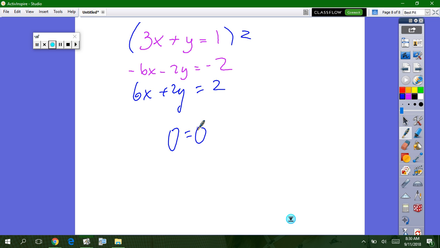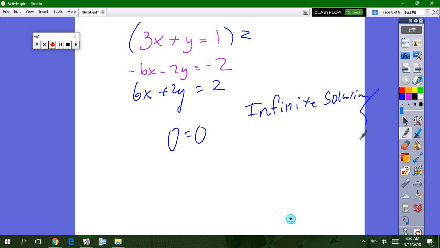So is it all real solutions, though? Can I pick any value for x and any value for y to make that work? Let's plug in 4, 5. 3 times 4 is 12, plus 5, does that equal 1? So that point didn't work, did it? Still has to be a point on the line. So what we do is we call this infinite solutions. Okay? There is infinite solutions. And we're going to show you how to find those infinite solutions.